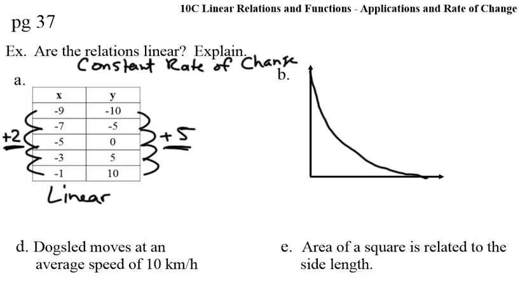Take a look at that graph for the amount of radioactive isotope. It's a curve. It's not straight, not linear. So it's not a consistent rate of change either.